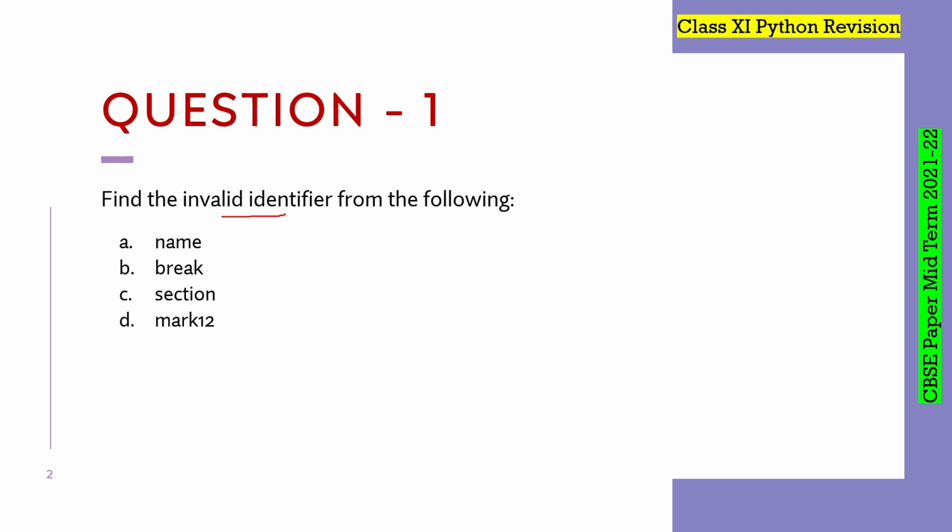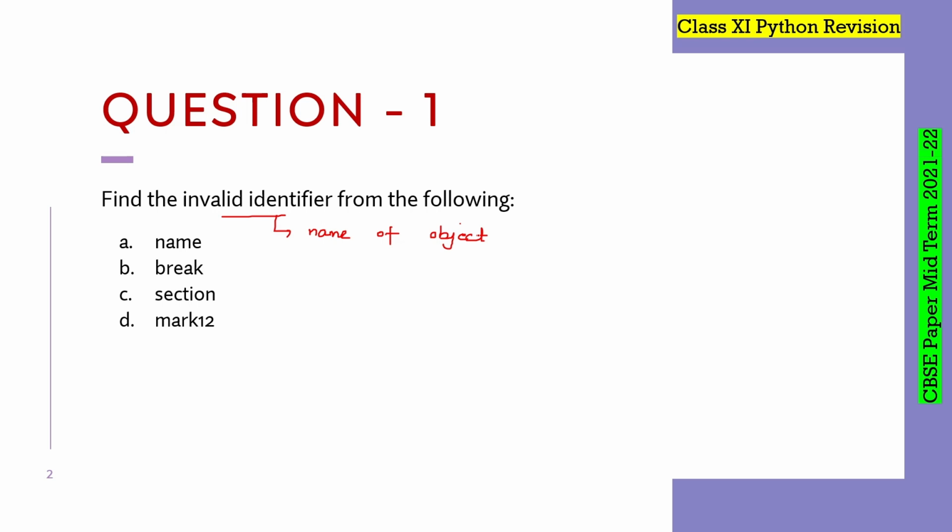In order to answer this one, first of all we need to understand what an identifier in Python is. If I talk about Python, in Python everything is an object, whether it is a function, a variable, a module, or even a class. So what is an identifier? Identifiers are the names of these objects. Now, in order to name these objects, we need to follow certain rules.